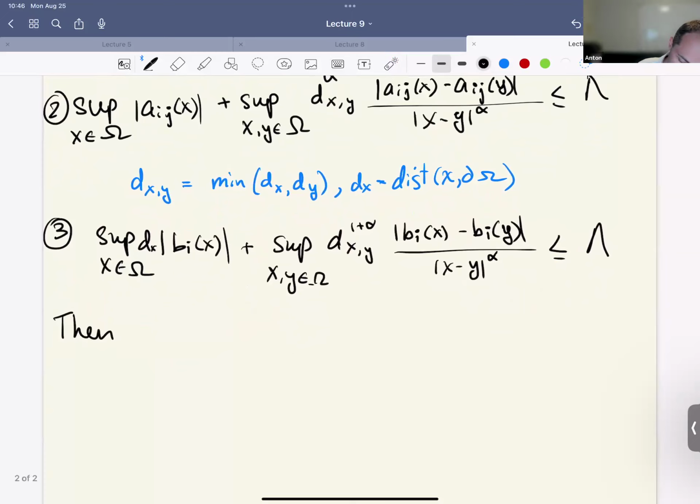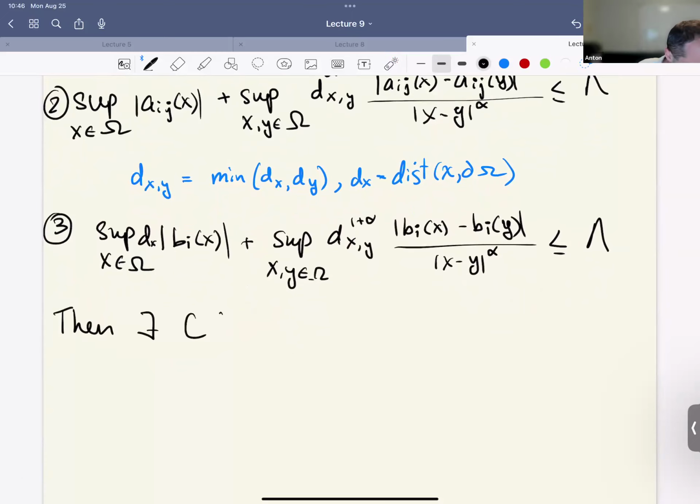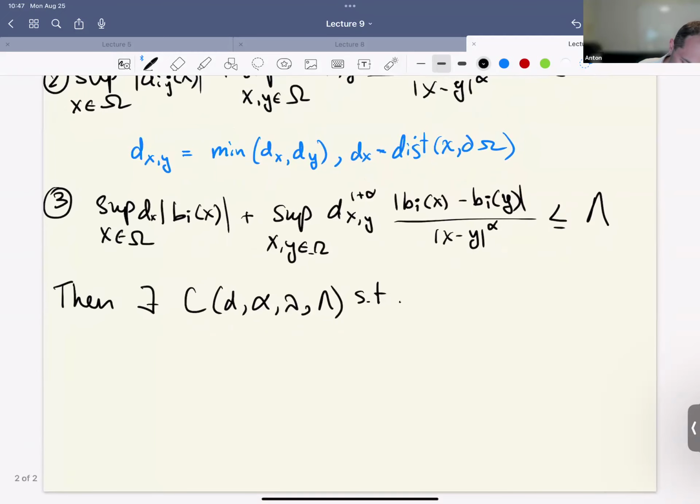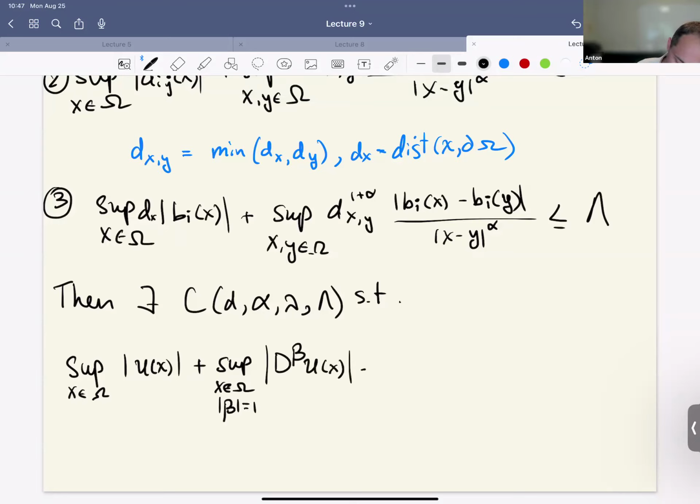Next, we have our results. Then there exists some constant depending on the dimension of the problem, the alpha in the alpha Hölder condition, little lambda and big lambda, such that if I take my Poisson equation solution, then its value on this set plus the supremum over x in omega, norm b equals 1, the magnitude of the first order partial derivative is bounded, plus supremum x in omega, norm b equals 2. This is the second order derivatives.